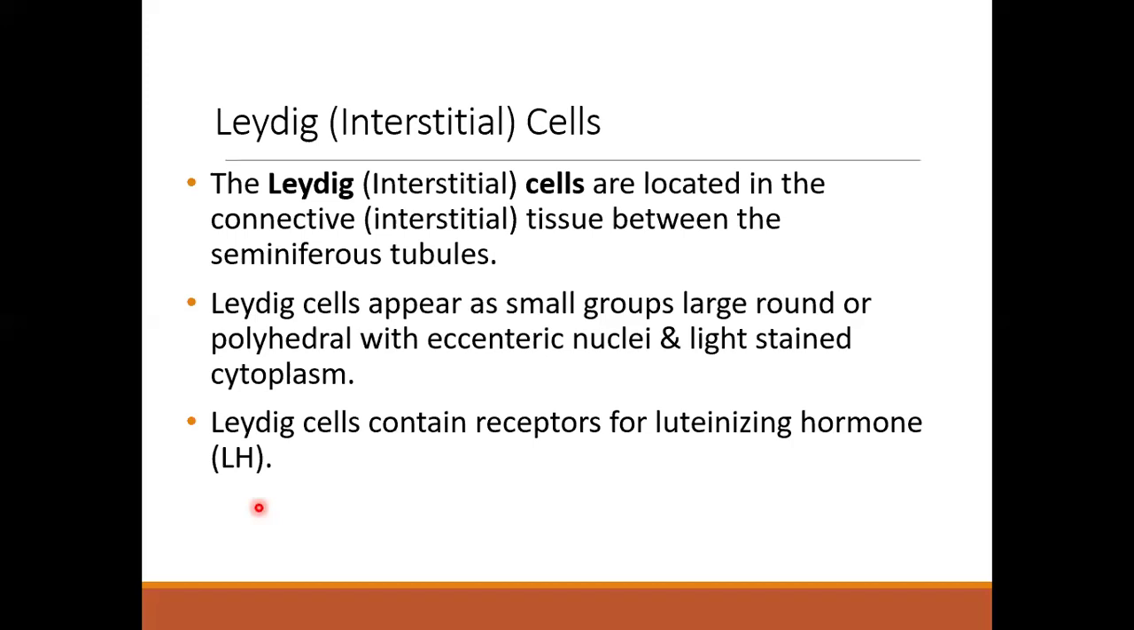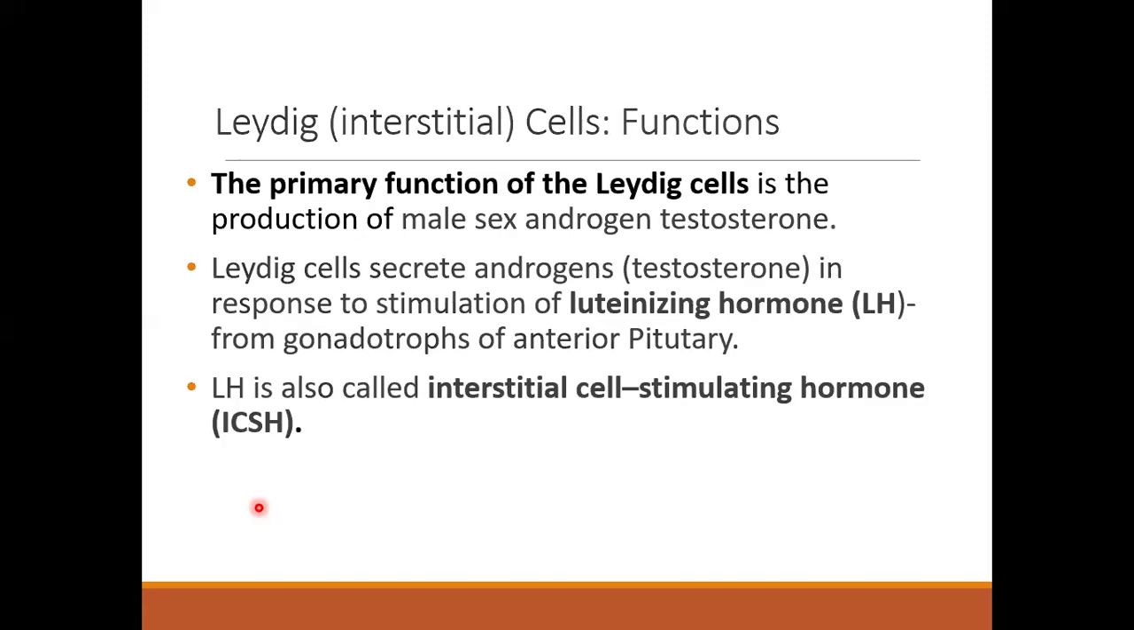Leydig cells contain receptors for luteinizing hormone. We said this already. So you will link the LH with the Leydig, L and L, so that when you ask which cells provide receptors for LH, straight away you know that they are Leydig cells. And it is Leydig cells that also produce testosterone. So the primary function of the Leydig cells is the production of the male sex androgen, which is testosterone.